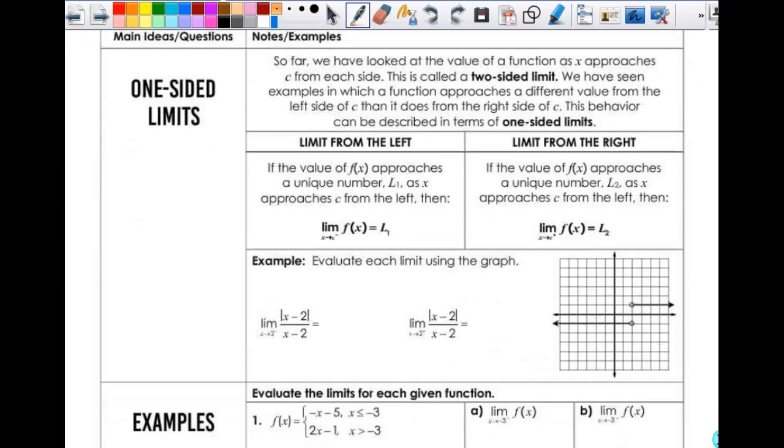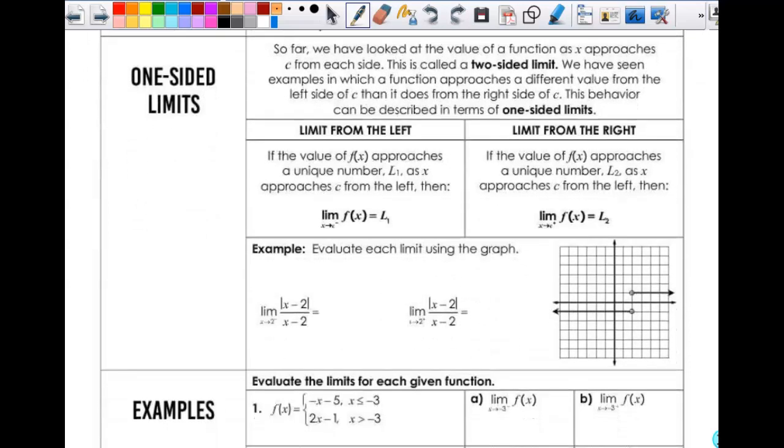All right. So far, we have looked at the value of a function as x approaches c from each side. This is called a two-sided limit because we're looking at both sides. We have seen examples in which a function approaches a different value from the left side of c than it does from the right side of c. This behavior can be described in terms of one-sided limits. Okay, so the notation changes a little bit.